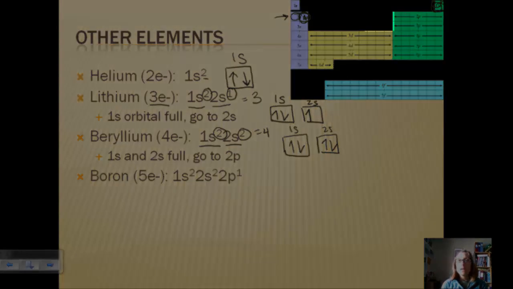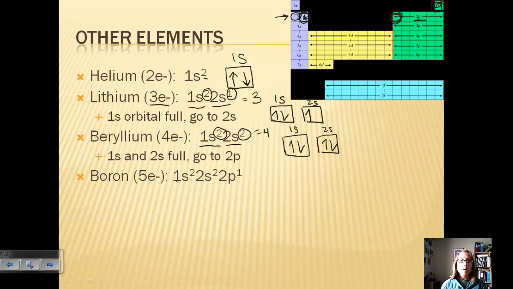Let's move on to boron, which is the next one in line. Now we have entered 2p. I still need to start at the lowest energy level, so 1s2 is full, 2s2 is full, and now I'm going into 2p, and it's just 1 electron in that 2p, because I have 5 total. So I want to draw a box for my 1s, and a box for my 2s, and this one is full, and this one is full.